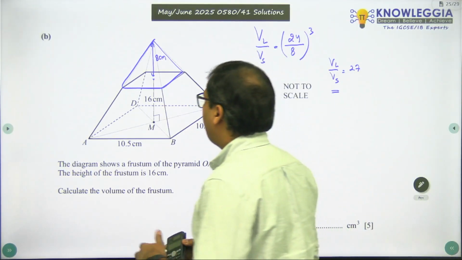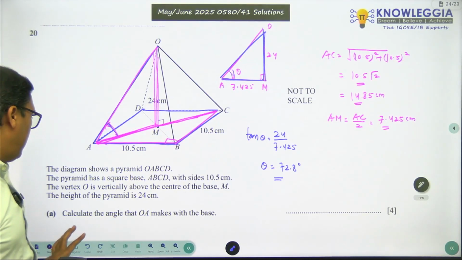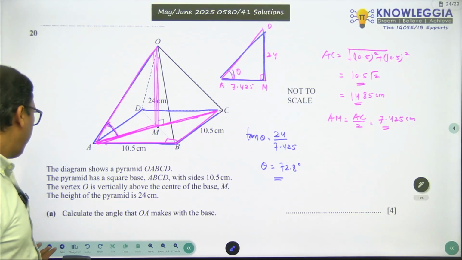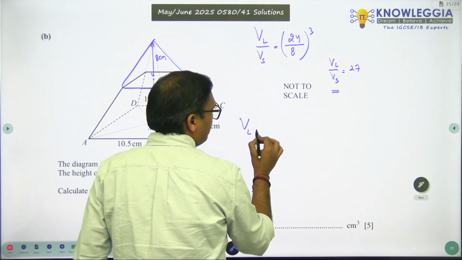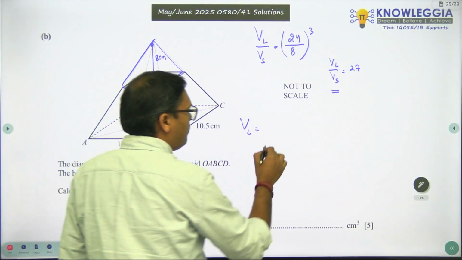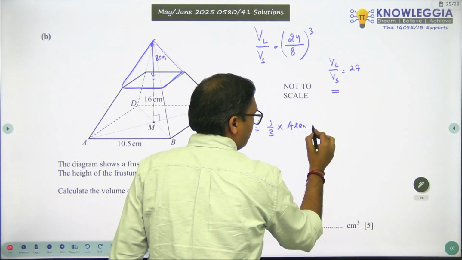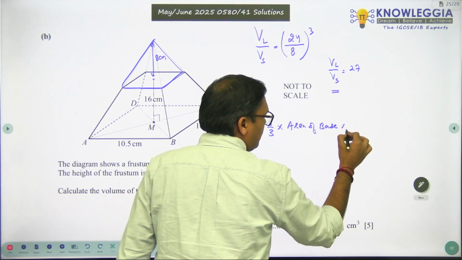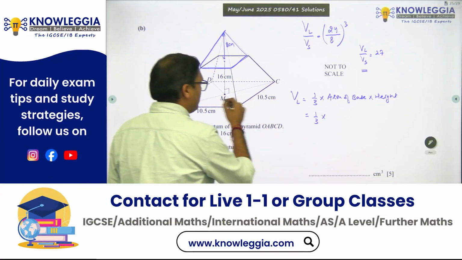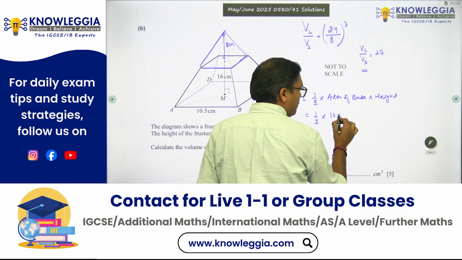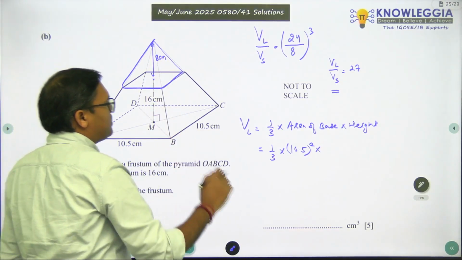Now, how do we calculate the volume of a pyramid? Here they have not given anything, so we just use the formula. The volume of a pyramid is 1 by 3 times the area of the base times the height. What is the area of the base? The base is a square, so this is 10.5 squared, because the side length is 10.5. And the height of the larger pyramid is 24.